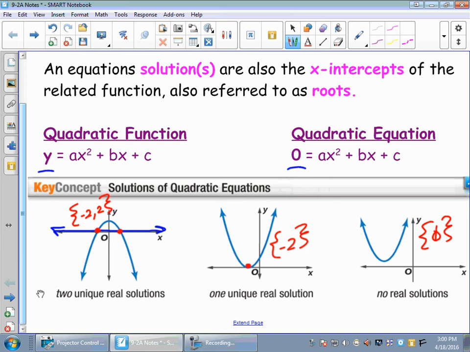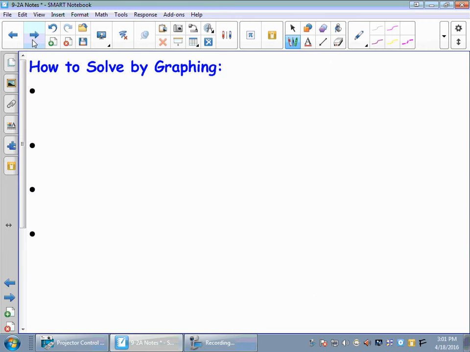Now, all of these could be flipped upside down or anything else. So these are your 3 options: you can have 2 solutions, 1 solution, or no solutions. And you're not always guaranteed that they're going to be nice, pretty whole numbers either, so we'll talk about when that happens too. We are actually going to graph these problems to find the solutions.